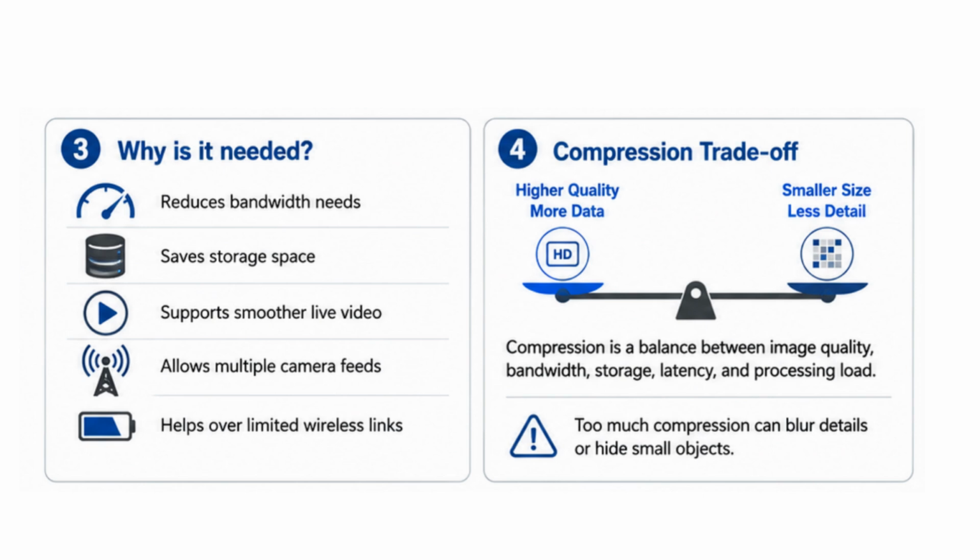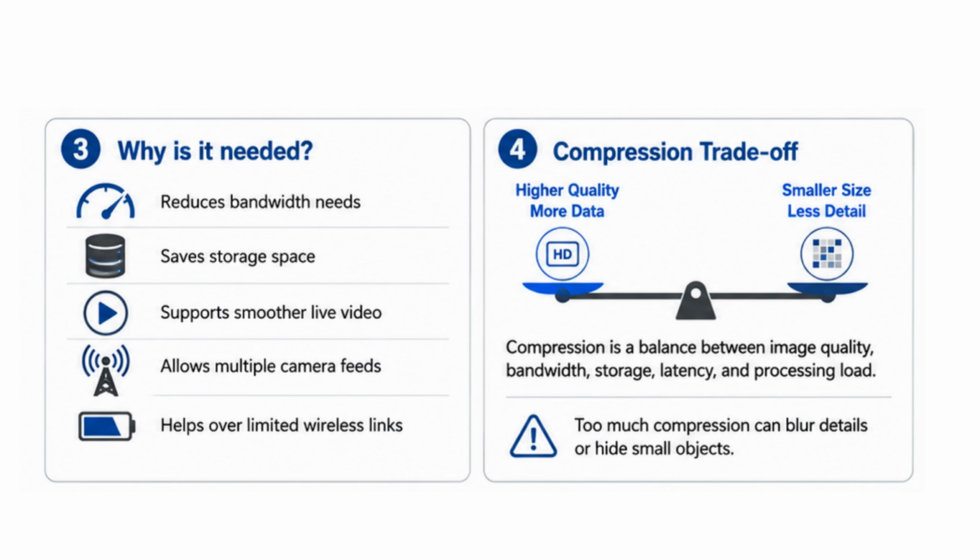Now, let us understand why video compression is needed. Video compression reduces the bandwidth required to transmit camera feeds and also lowers the amount of storage needed for recording. This helps live video stream more smoothly and allows several camera feeds to operate together on the same vehicle network. It is especially important when video must travel over a wireless radio link with limited capacity.